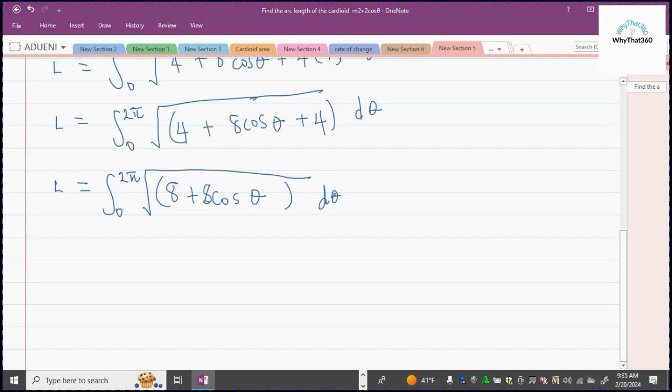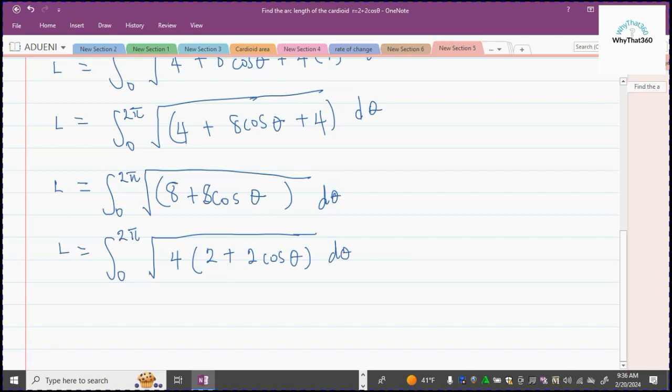We can also do some factorization at this point, so we will do that. We know this will be the integral from 0 to 2 pi of the square root of, we have 8 here, but we are going to factorize 4 instead of 8. We are going to factorize 4 out, and that will give us 2 plus 2 cos theta. We did factorize 4 because 4 is a perfect square. d theta.